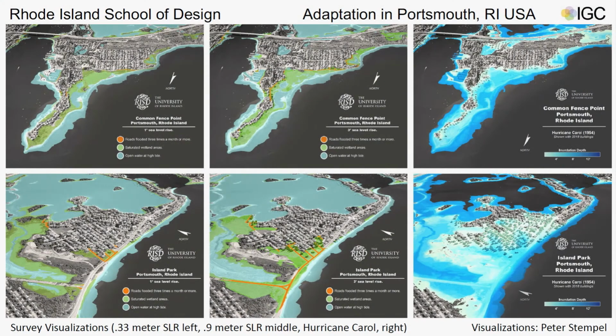All of this is tied to the high hazard exposure. And so it's very much a question of dealing with a cultural way of life. So we used visuals. Our initial outreach with visualization work was by way of visualization surveys. Visualizations on the left are for 1 foot and 3 feet, 0.33 and 0.9 meters of sea level rise, respectively, for the Common Fence Point neighborhood and the Island Park neighborhood.